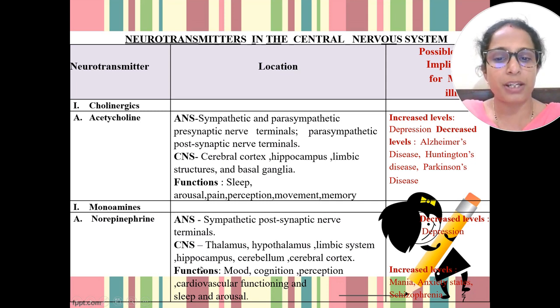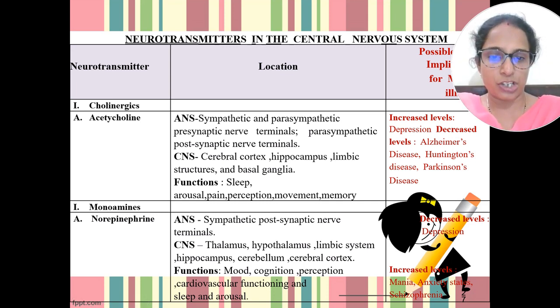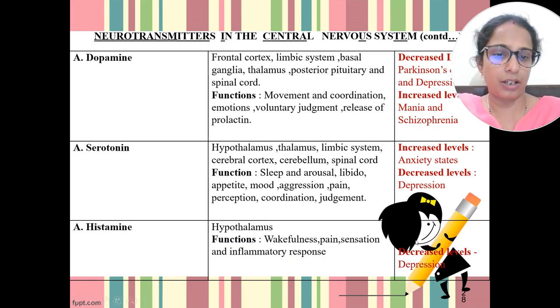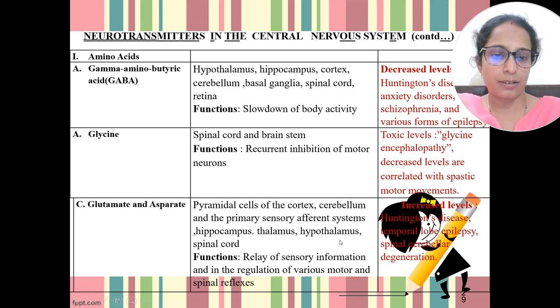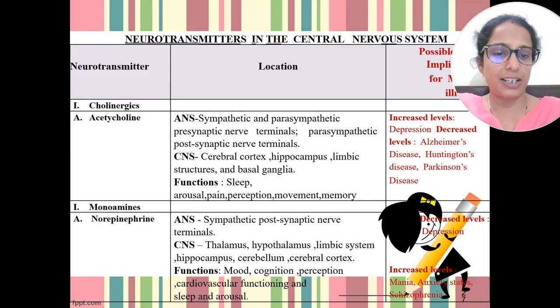And what is the function of norepinephrine? It is basically responsible for our mood, cognition, perception, cardiovascular functioning, and sleep and arousal. If the level decreases, it will cause depression. If the level increases, it will cause mania, anxiety and schizophrenia. Okay, so this is norepinephrine.